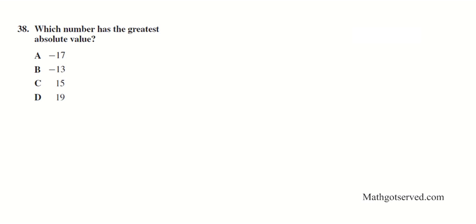Okay, let's look at number 38. It says, which number has the greatest absolute value? So we need to compute the absolute value of all these 4 numbers and see which is the biggest. All right, so for A, absolute value of -17. How far is -17 from 0 on the number line? 17 units. How far is -13 from 0 on the number line? 13 units. How far is 15 from 0 on the number line? 15 units.